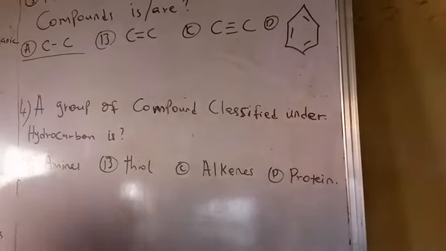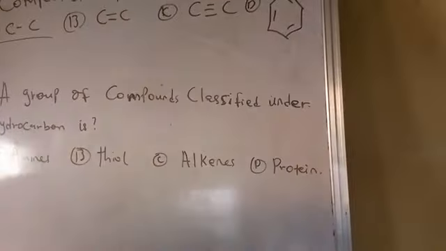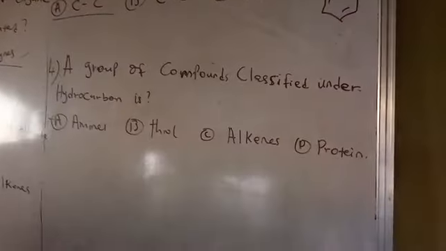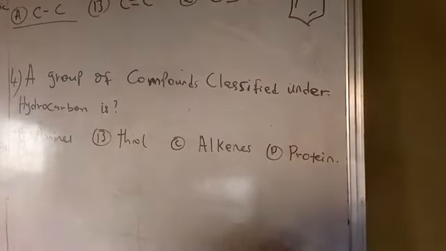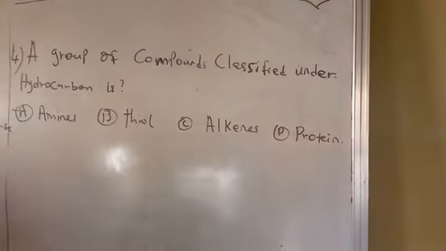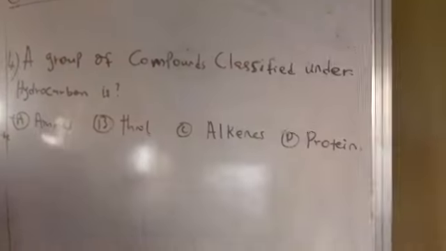Number 4, we have a group of compounds classified under hydrocarbons. We have amines, we have thiol, we have alkenes, and we have protein. Now we should know, what are hydrocarbons? Hydrocarbons are compounds that contain hydrogen and carbons.